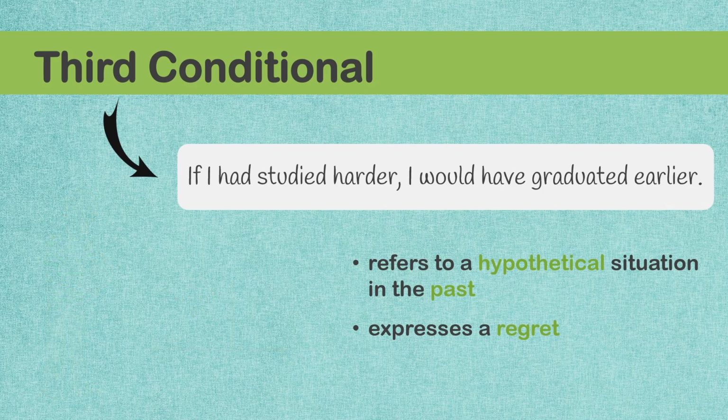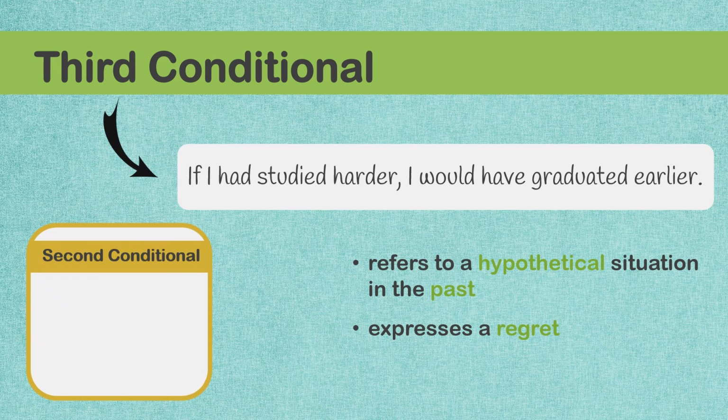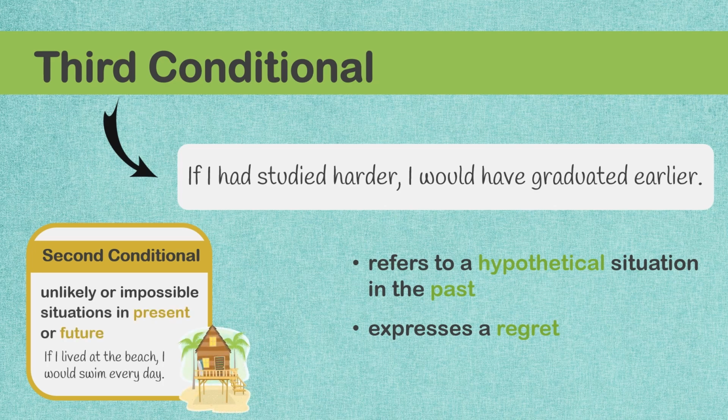Let's compare this to second conditional. Second conditional refers to unlikely or impossible situations in the present or future, like in this sentence. This is different to third conditional, which describes situations that could have happened in the past but didn't.